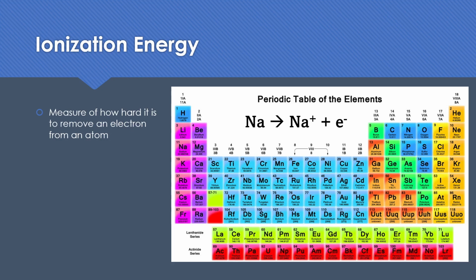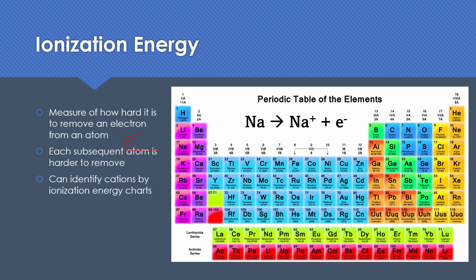So basically, you can find this experimentally and say, oh, it takes 400 kilojoules or whatever it is to remove one electron from sodium. And each subsequent electron is going to be harder to remove. To go from magnesium to magnesium plus takes X amount of energy. To go from magnesium plus to magnesium 2 plus takes more energy.